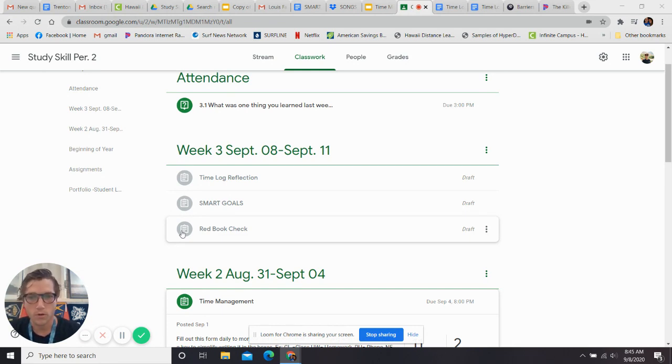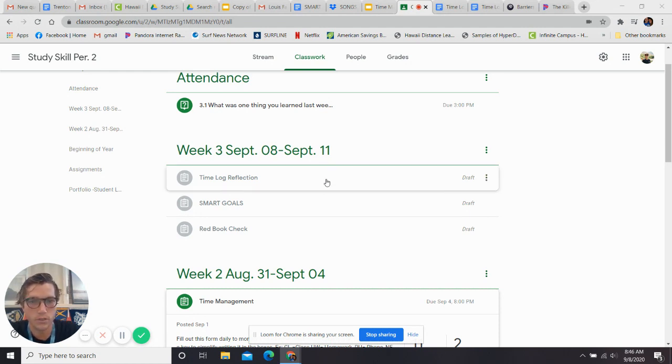So I'm gonna go over a couple assignments for the week that we got going. Last week we looked at our time log and kind of how we're spending our time. This week we're going to be looking into, okay, now we know how we're spending our time. We can see it on paper. Now what does that mean for us? And is that how we actually want to be spending our time?